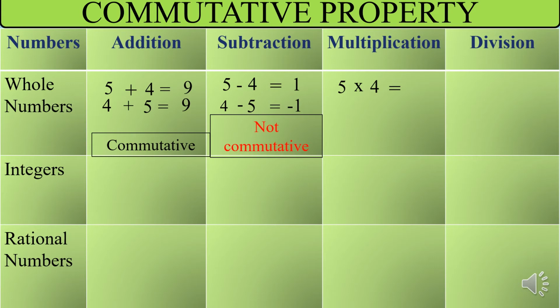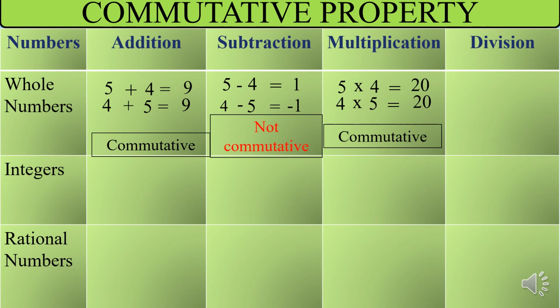Now let's see the example of multiplication. When 5 is multiplied by 4, we get answer 20. And when 4 is multiplied by 5, we get answer 20. Here, when we change the position of numbers, we get the same result. So, we can say that multiplication is commutative for whole numbers.